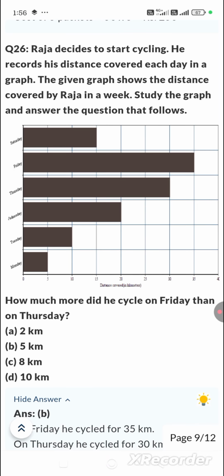Raja decides to start cycling. He records his distance covered each day in a graph. The given graph shows the distance covered by Raja in a week. Study the graph and answer the question that follows. How much more did he cycle on Friday than on Thursday?